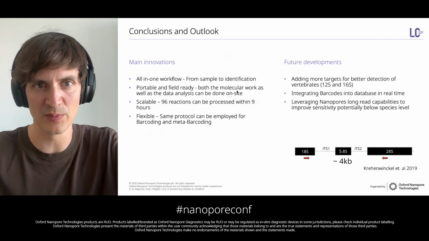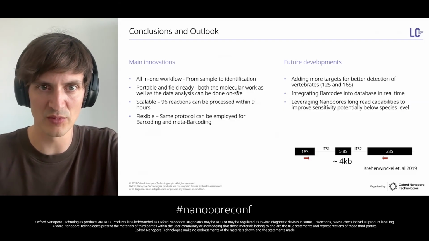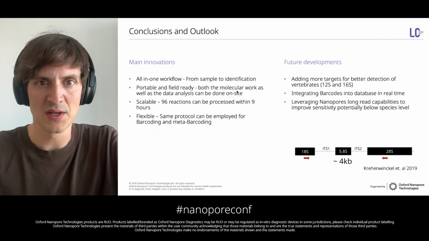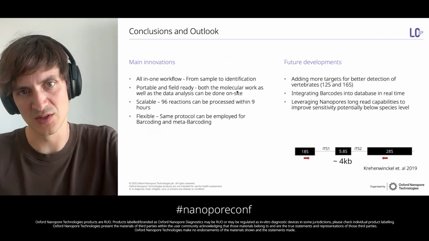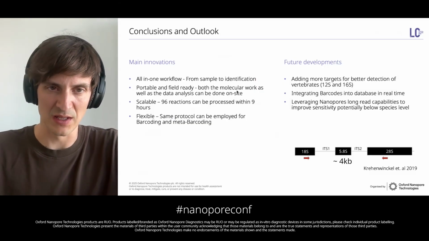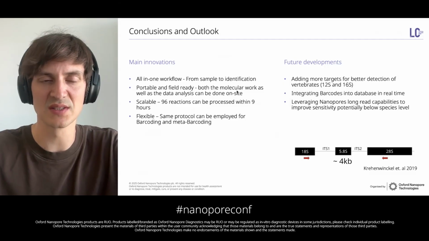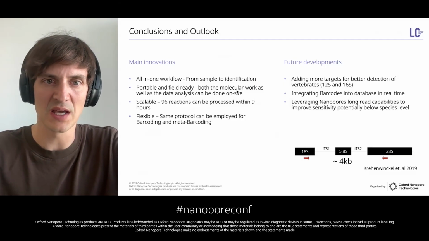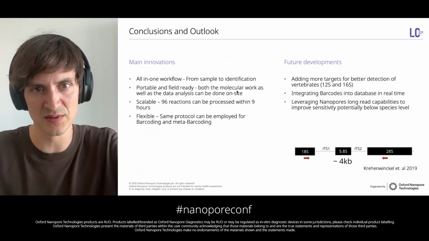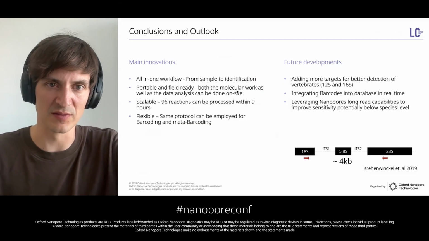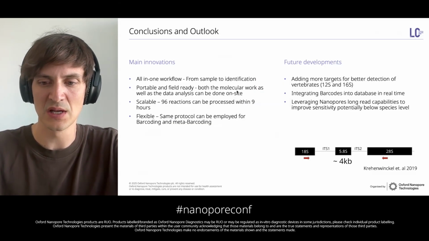And as for future developments, we would like to add additional barcodes to better identify vertebrates like 12S and 16S. We would like to add a feature where we can integrate the barcodes that we sequence into the database in real time, and then use that directly for identifying these new species in our metabarcoding samples. And then finally, we would like to leverage Nanopore's long read capabilities to improve the sensitivity and potentially even go below the species level and detect differences in different populations.